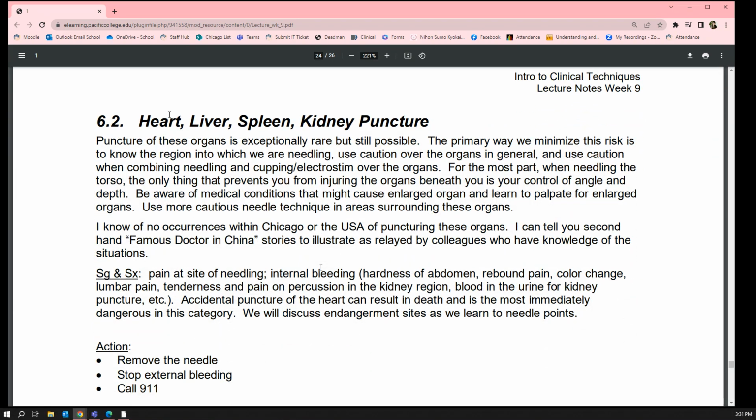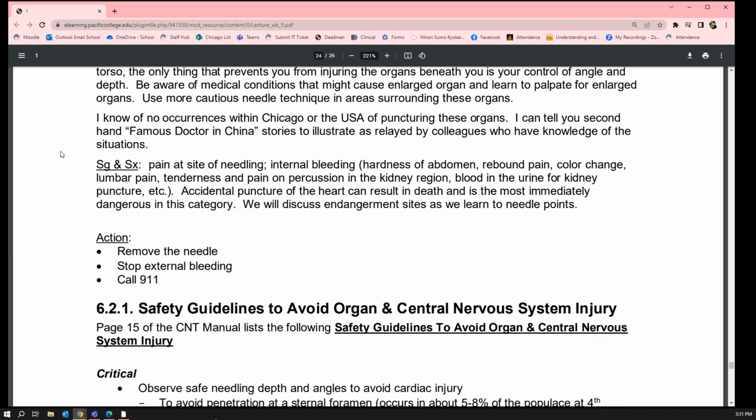Next up, puncture of heart, liver, spleen, or kidney. It is exceptionally rare, but still within the bounds of possibility. I don't know of any occurrences within Chicago or the United States of these organs being punctured. So it is not very likely that this will happen.